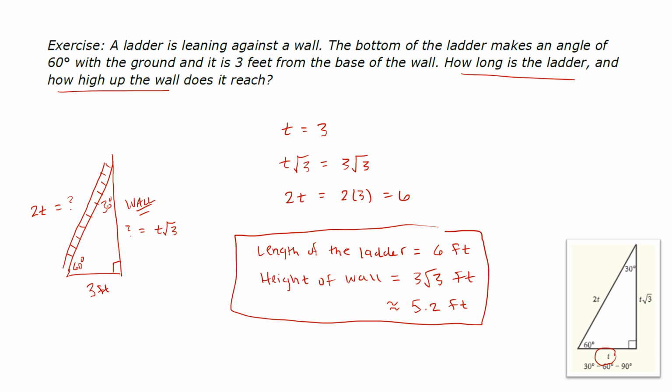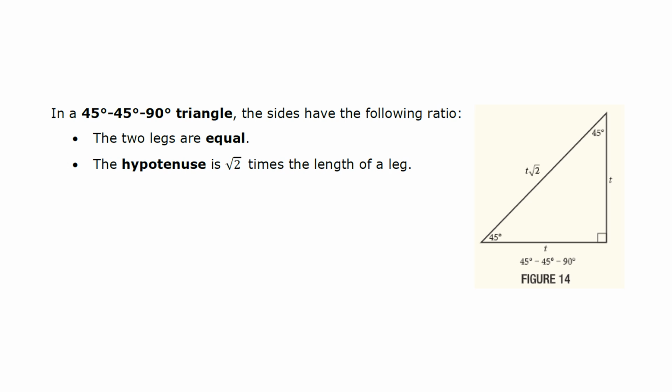Okay, so let's look at another special triangle. In a 45, 45, 90 degree triangle, the sides have the following ratio. We know it's a right triangle because we have 90 degrees. It's special because we have two angles here that equal 45 degrees. And because of that, our two legs are equal. So our two legs, A and B, are going to have the same value. And our hypotenuse, which is the length across from our 90 degree angle, is the square root of 2 times the length of the leg. So t square root 2.